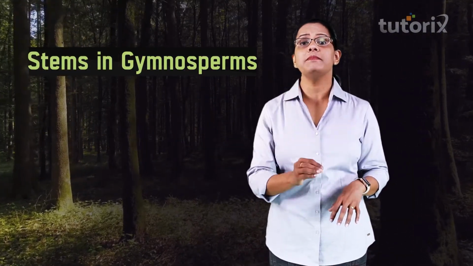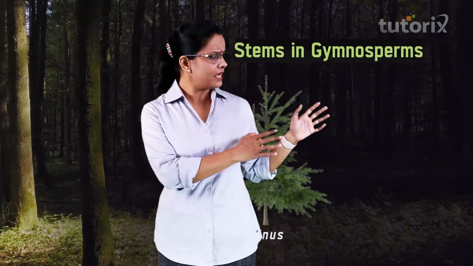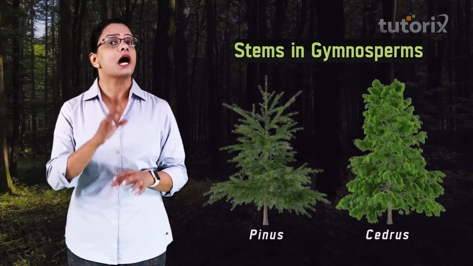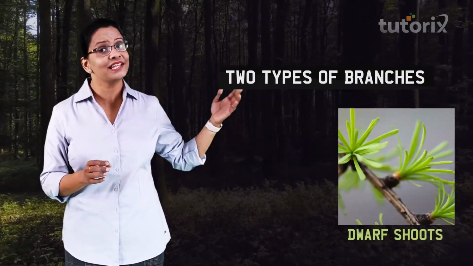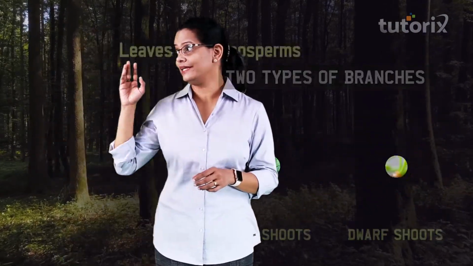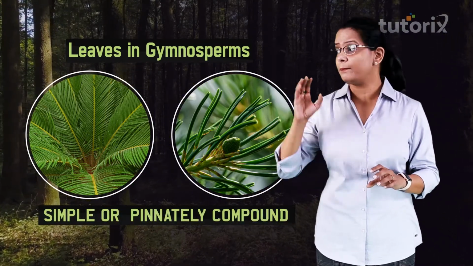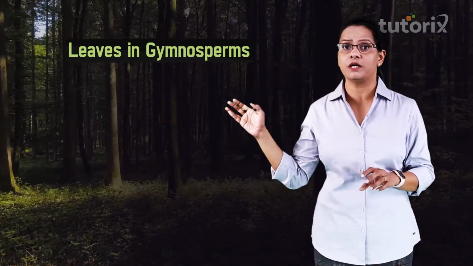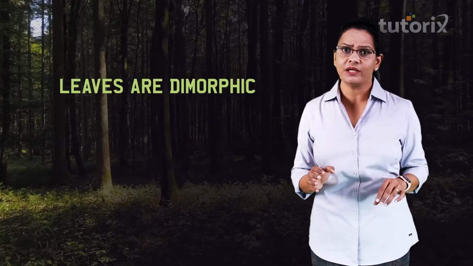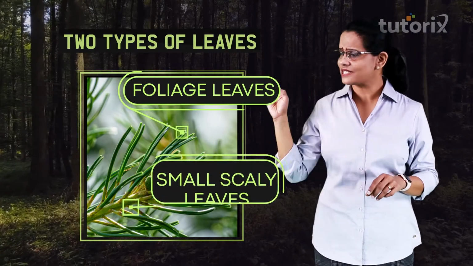Talking about stems in gymnosperms, the stems can be unbranched like in Cycas, but they can be branched too like in Pinus and Cedrus. If the stems are branched, then they have two types of branches, which are the dwarf shoots and the long shoots. Now coming to the leaves in gymnosperms. The leaves can be simple as well as pinnately compound like the pteridophytes. Also friends, the leaves in gymnosperms are dimorphic, which means that there are two types of leaves, large foliage leaves and small scale leaves.